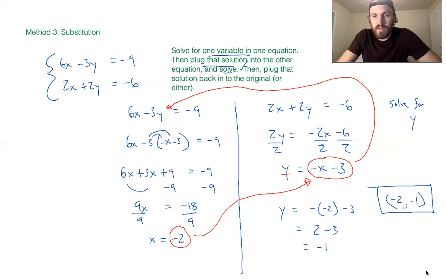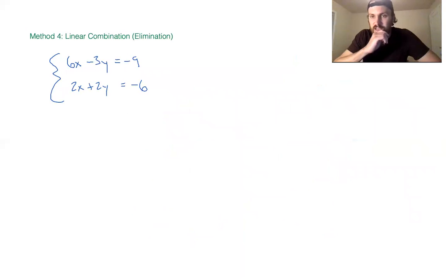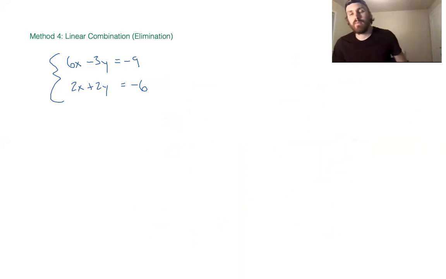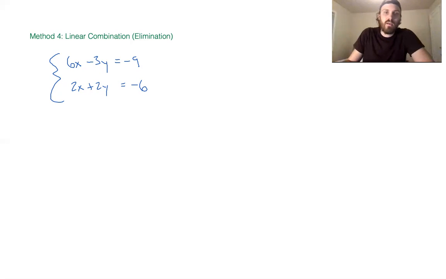All right, our final method is linear combination, aka elimination. And this one is definitely maybe the one that's hardest to grasp, but it's also one of the most efficient, and it can be really, really elegant. And so what this basically uses is this idea. The idea that if you have 2 equals 2, which is true, and you have 3 equals 3, which is true, if you add these two equations, you will get 5 equals 5, which is still true.